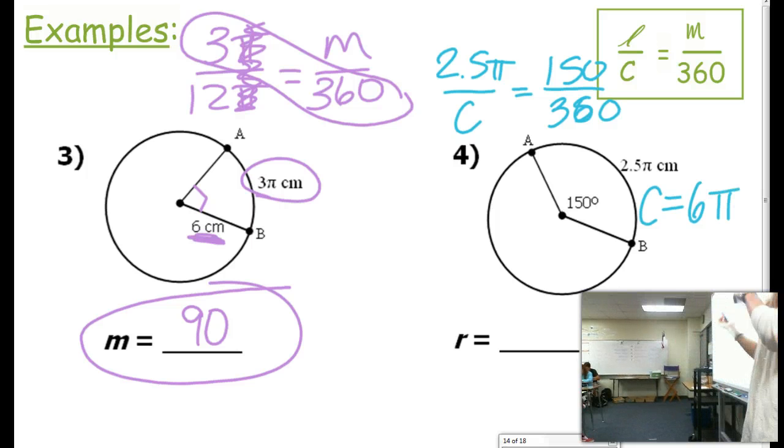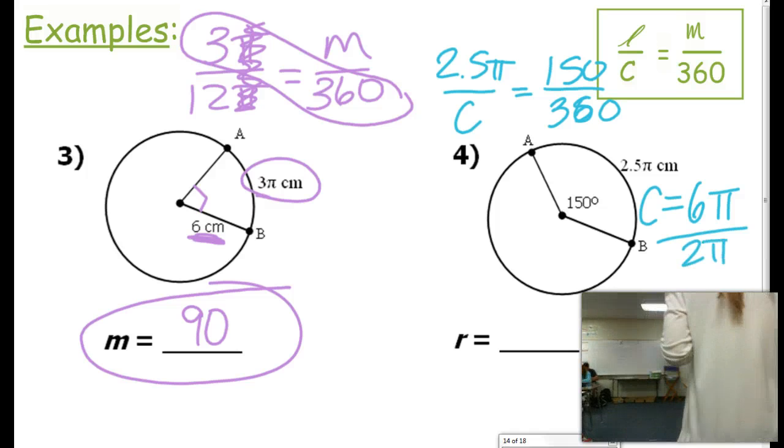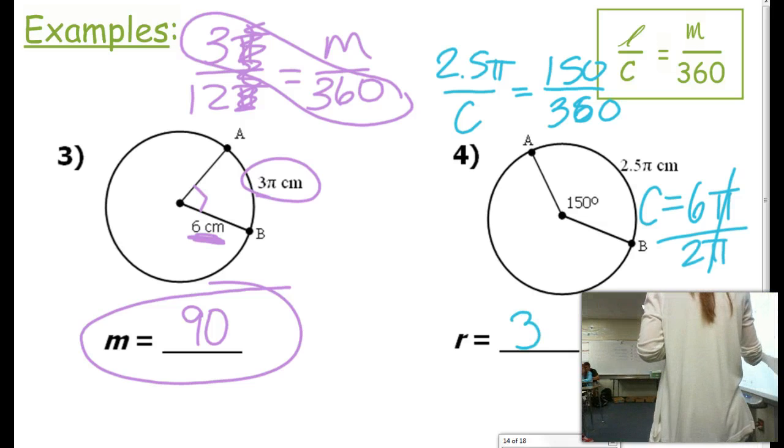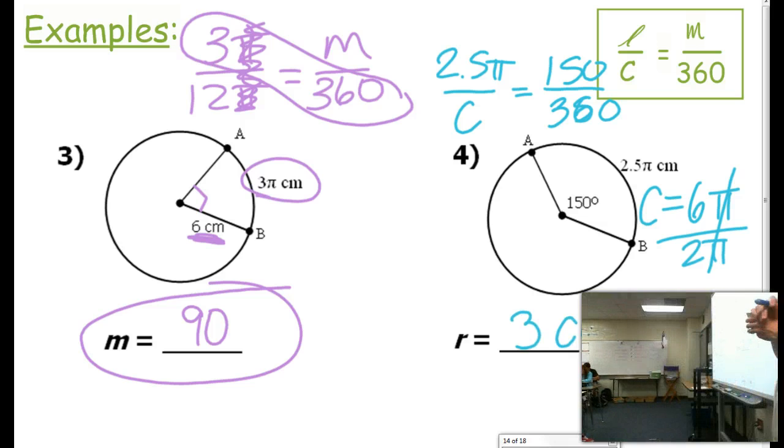How do we go from circumference to radius? How do you undo circumference? Divide by 2. Well, technically you divide by 2 pi. Let's divide this by 2 pi. The pi's cancel. 6 divided by 2. The radius of that circle is 3 centimeters.